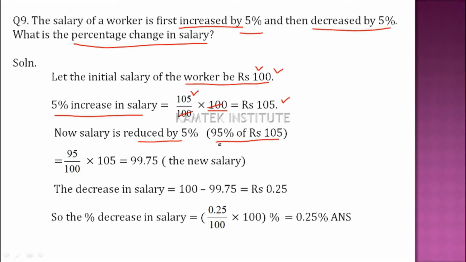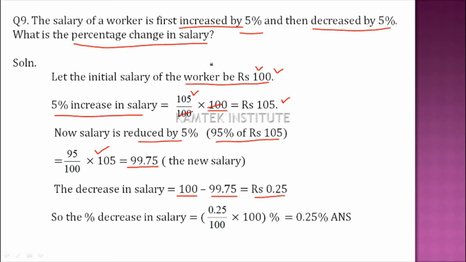Okay, so how do we calculate this 95% of 105? We write 95 upon 100 multiplied by 105. Okay, and after cancellation we get rupees 99.75, which is the new salary of the worker. Okay, so if we look, there's a decrease in salary. Initially salary was 100, now it is 99.75. So there's a decrease of rupee 0.25.